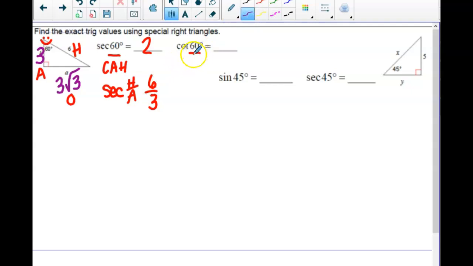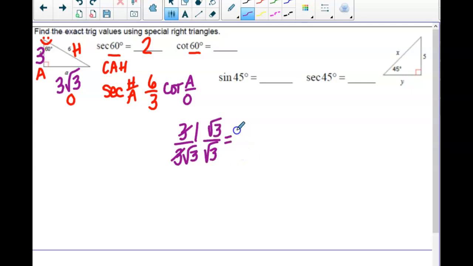Not thinking this one's going to be quite as fun. Cotangent. Instead of opposite over adjacent, it's adjacent over opposite. So the picture up here, adjacent, opposite. Okay, what happens there? Well, these 3's can reduce out, but we still have to rationalize. Anybody know what that's going to become? Square root of 3 over 3. Is everybody okay, or are we still struggling with that idea?